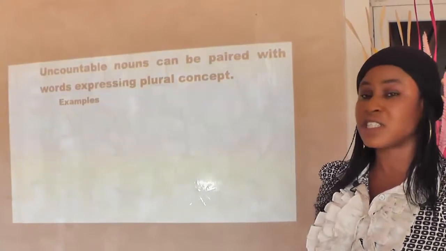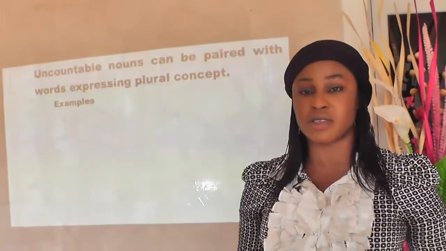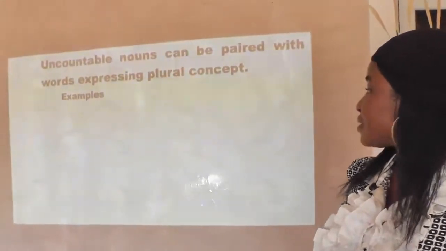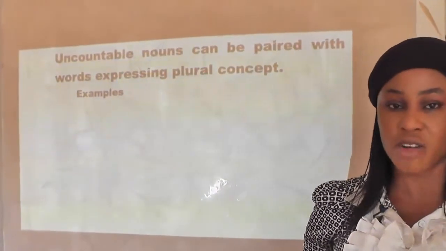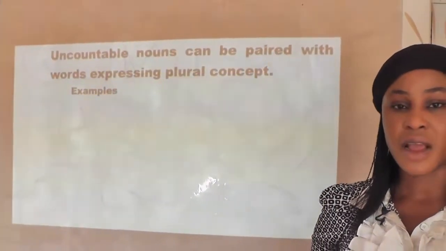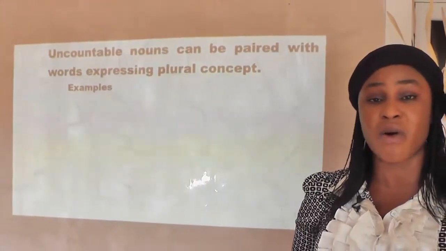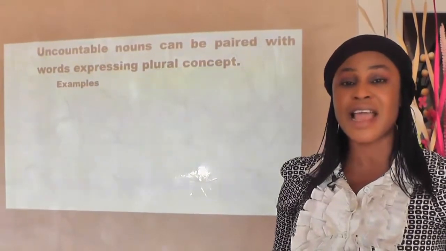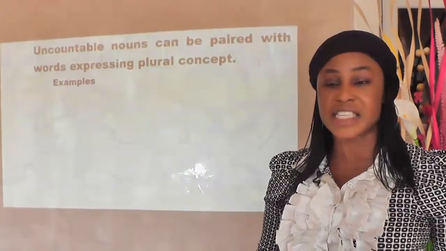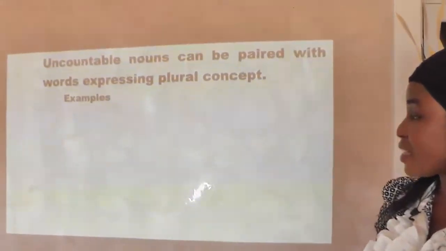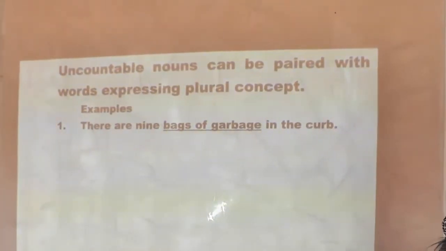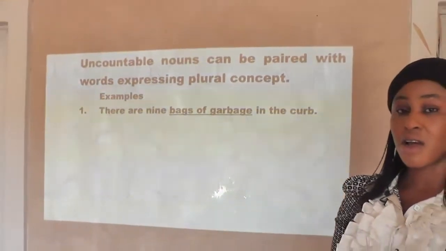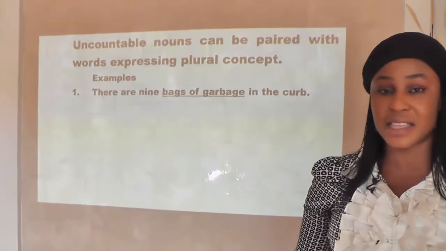Now, in as much as we say that uncountable nouns take singular form, they can be paired with words expressing plural concepts. When you see an uncountable noun with a countable noun in a sentence, don't be confused. They can be paired with words expressing plural concepts. Example 1. There are 9 bags of garbage in the car. Bags is pluralized in that sentence.